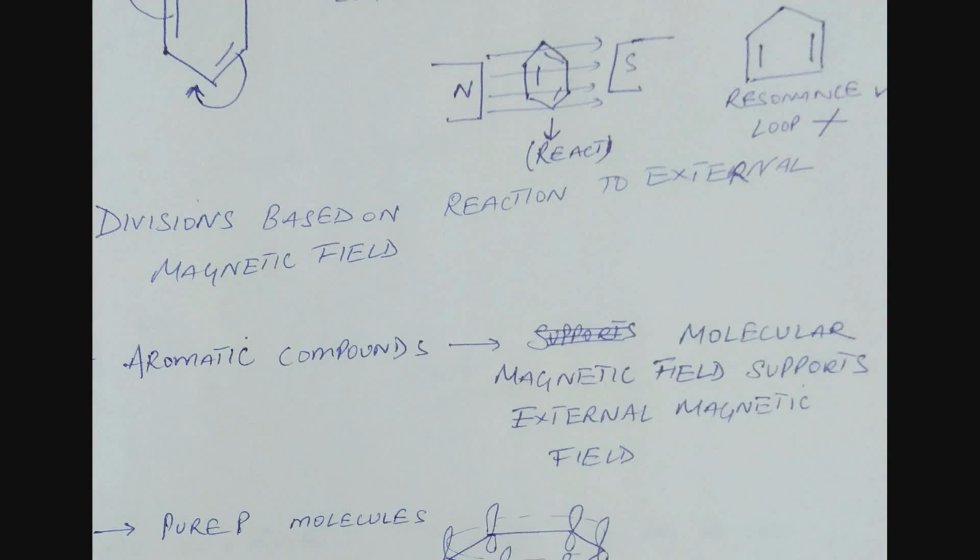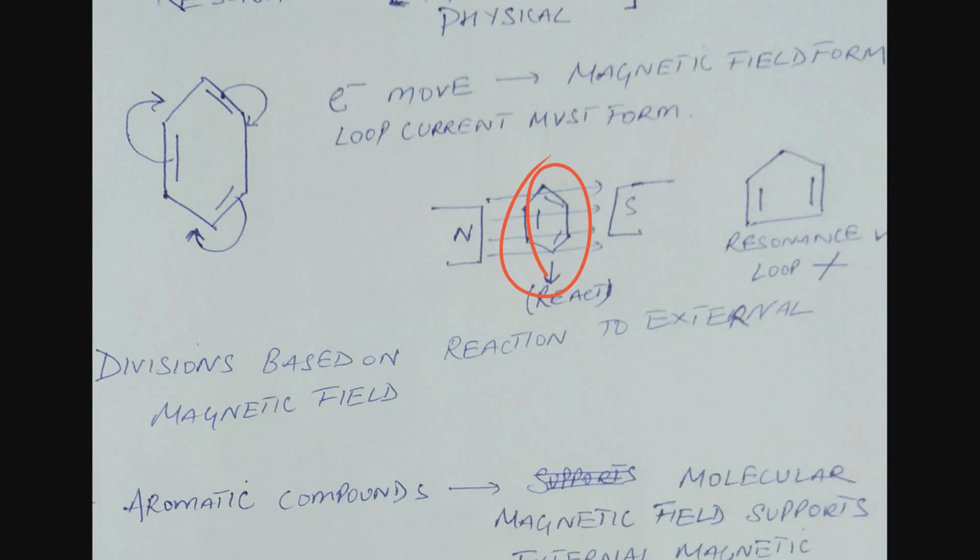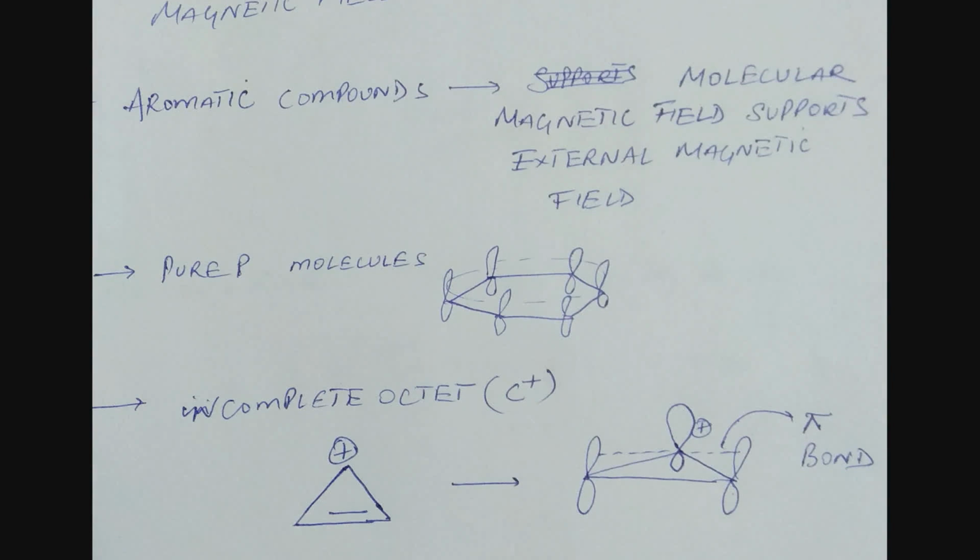Now there are some divisions based on reaction to an external magnetic field. First is aromatic compounds. These are the compounds which support the external magnetic field, which means that if we put them under an external magnetic field, they will enhance the net magnetic field, which is due to the external field plus their own magnetic field. Now there are some conclusions we can draw about which molecules can be aromatic compounds.